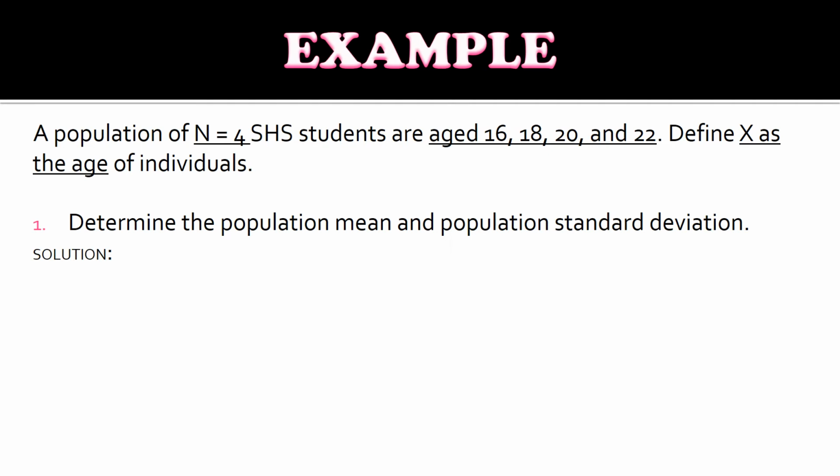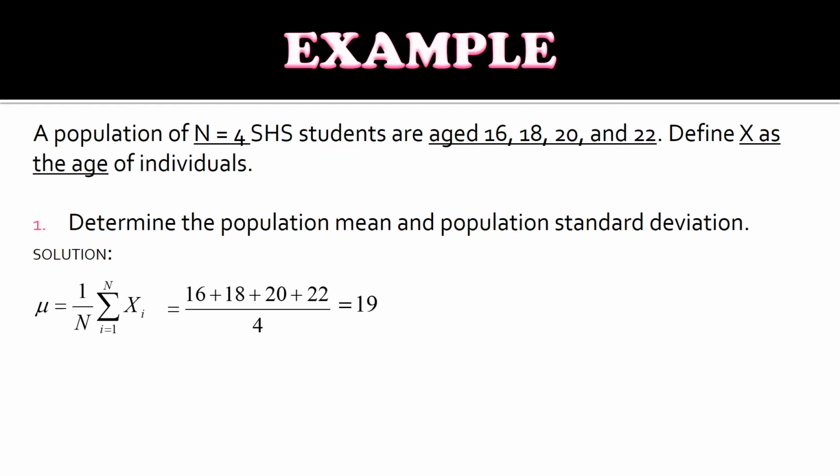First, we compute the population mean and the population standard deviation. For our formula, we have 1 over n times the summation of the samples. Let's substitute: age 16 plus 18 plus 20 plus 22, and then the population size, which is 4. Divided by 4, we have the mean equals 19.